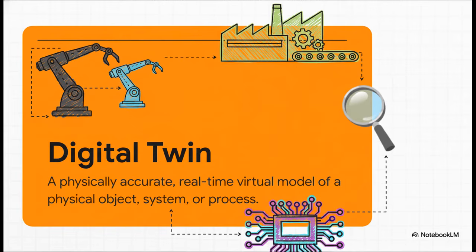So first, let's be super clear on what a digital twin is. This is not just a pretty 3D model. Nope, it's a living, breathing virtual replica of something in the real world. It's physically accurate, it runs in real time, and, this is the key, it can be hooked up to the real thing, mirroring its exact condition moment by moment.